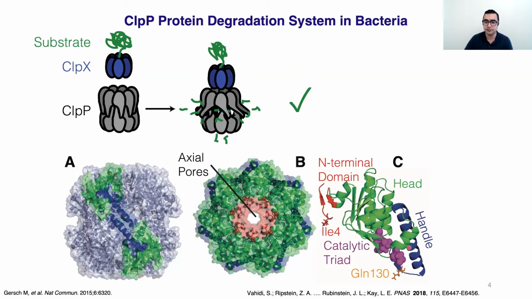And if you look at the structure of a single monomer, there are three main domains. The N-terminal domain, colored red here, which is responsible for forming these axial pores. The head domain, the green domain here, which forms the main body of the barrel, and the handle domain, which is going to be the highlight of the show today, mediates inter-ring contacts and also helps align the catalytic triad. ClpP is a serine protease. It's got this serine, histidine, aspartic acid catalytic triad. So we're going to talk about this handle region a fair bit today.